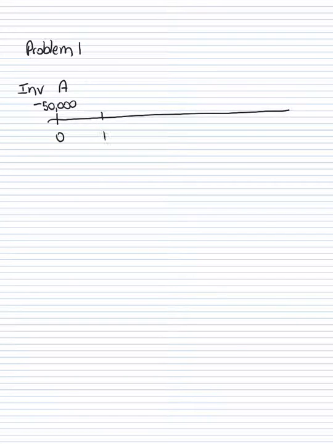Now, if we start with investment A, we can draw a timeline and put the different cash flows on. So time 0, the cost is 50,000. And then 1, 2, 3, 4, 5. We'll get 6,000 at time 1, 6,000 at time 2, 6,000 at time 3, 20,000 at time 4, and 30,000 at time 5.